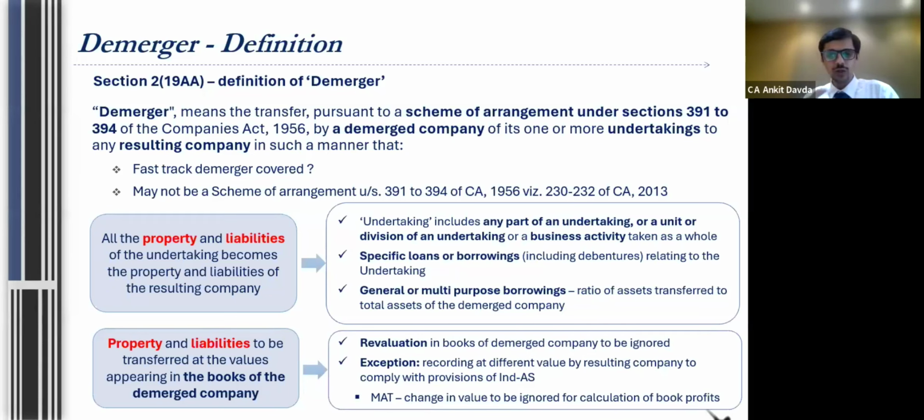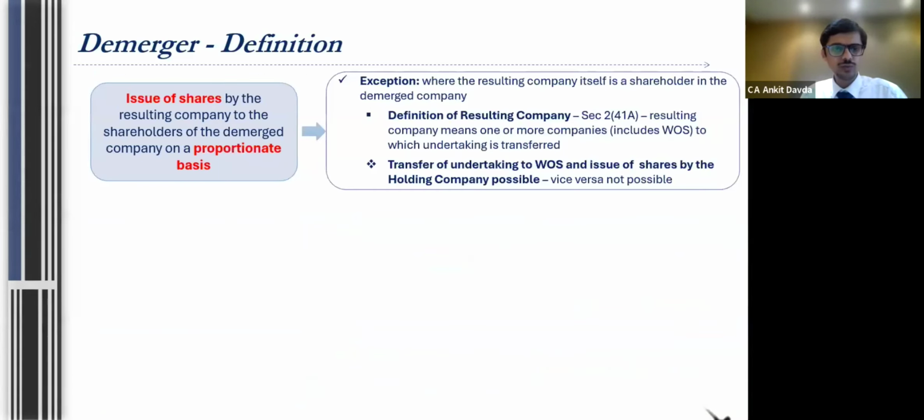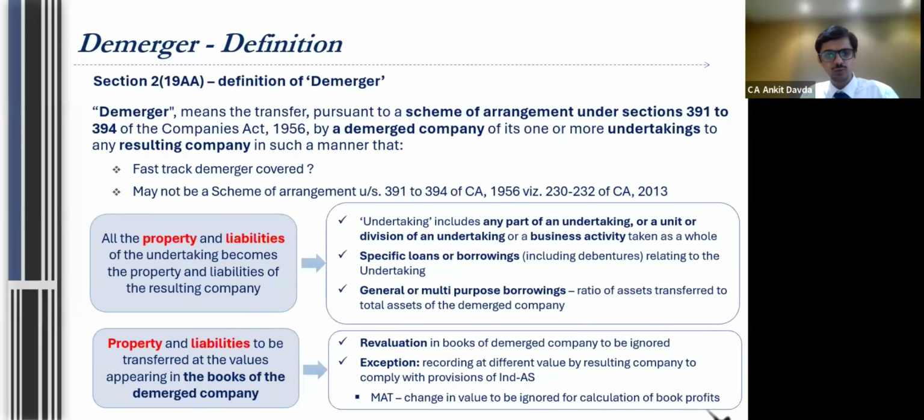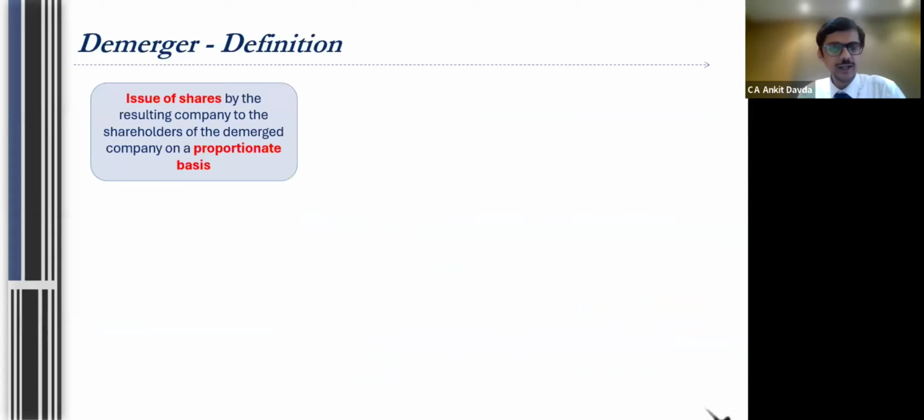However, there is an exception for Ind AS companies, because under Ind AS, companies have to follow fair value accounting. So you can't do book value accounting. So there is an exception for Ind AS companies, and then there are corresponding provisions under MAT, which the government has taken care of. So these are two conditions: all property and liabilities should be transferred, and they should be transferred at book value only.